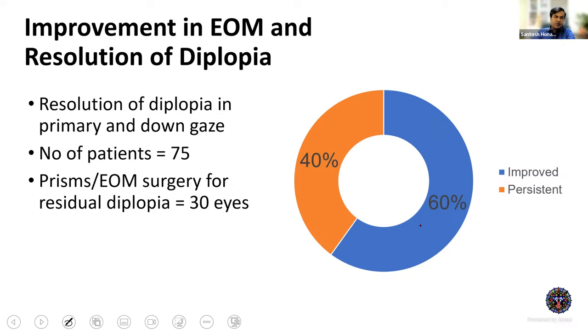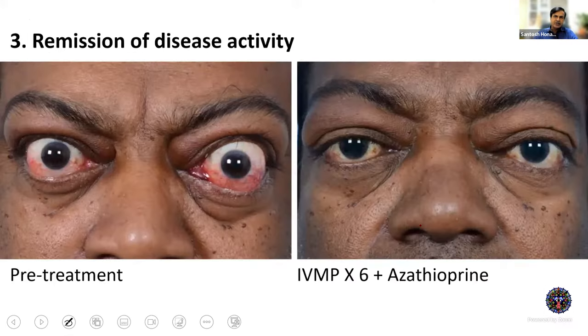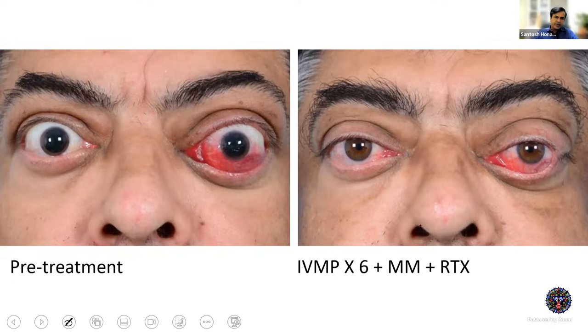These patients may not be the same, right? Some patients predominantly were treated because of diplopia and ocular motility restriction. Those may be a different set of patients than the patients who benefited in terms of reduction in exophthalmos and eyelid retraction. Remission in disease activity is very impressive. You can see here, that is what we aim this treatment mainly for, remission in disease activity. These are some of the examples of patients who have had impressive remission in disease activity.